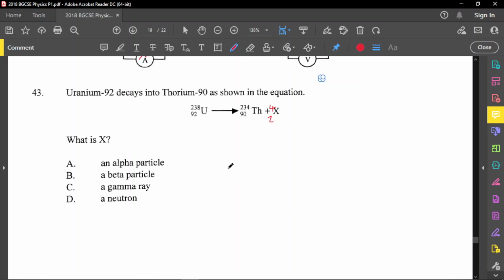In other words, it causes a decrease in mass number of 4 and a decrease in proton number of 2. This is our alpha particle. Do you remember that? So here now we know that this must be an alpha particle, which is A, our answer. All right? A is the answer. All right, so let's jump to the next question now.